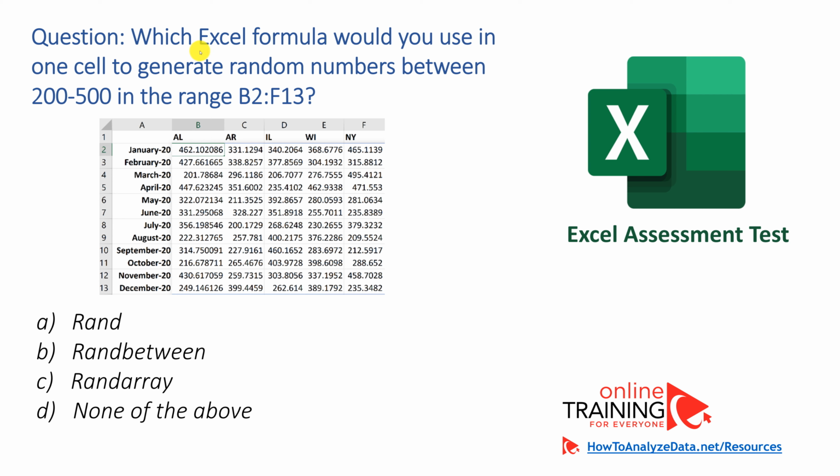Let's look at the question: which Excel formula would you use in one cell to generate random numbers between 200 and 500 in the range between B2 and F13? And it shows you a sample of the random values, which has values after the decimal point. And the range we're looking at, between B2 and F13, is populated with the numbers in the predefined range. And there are 4 choices. We have RAND, RANDBETWEEN, RANDARRAY. All 3 of those are valid Excel functions. And in choice D, none of the above. So how would you answer? What do you think is the right choice?